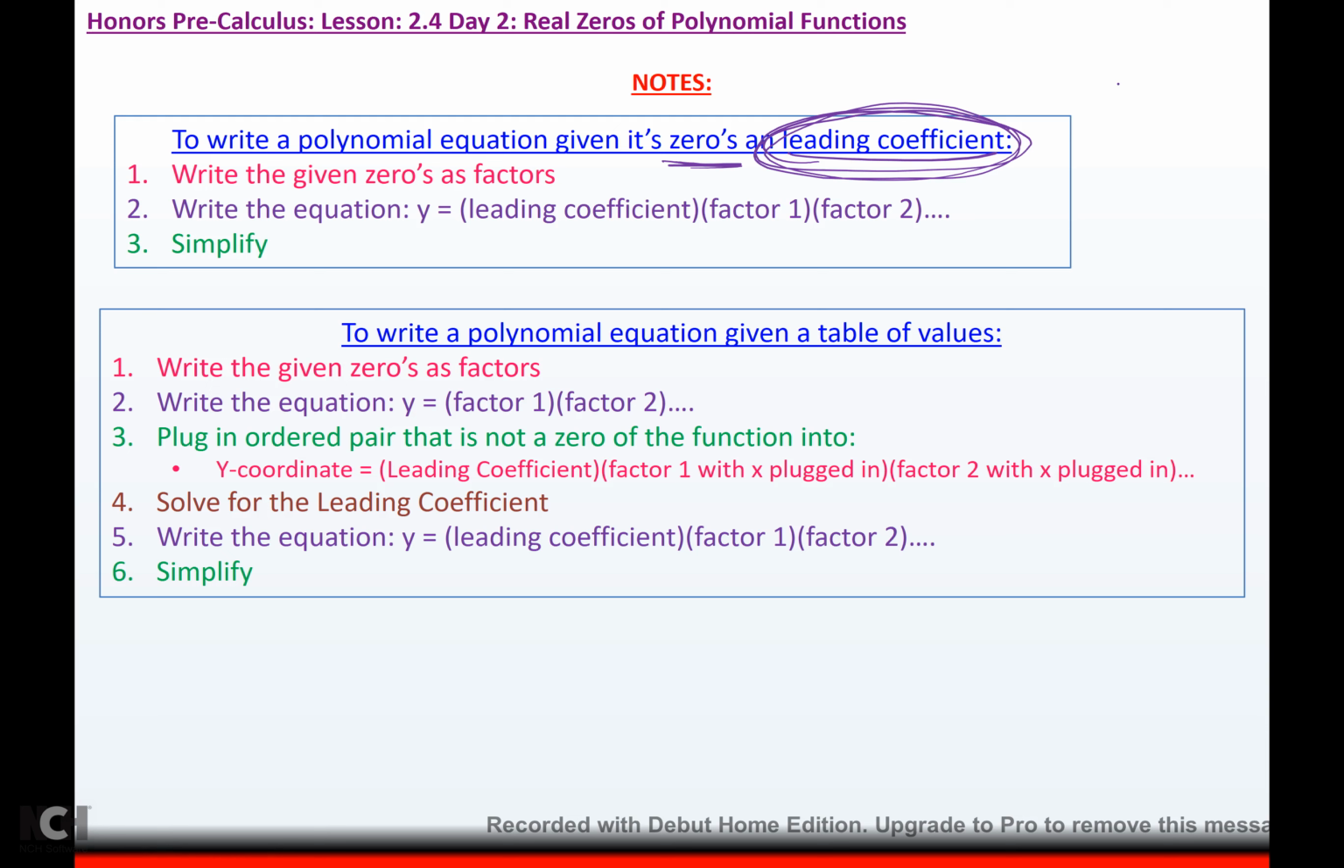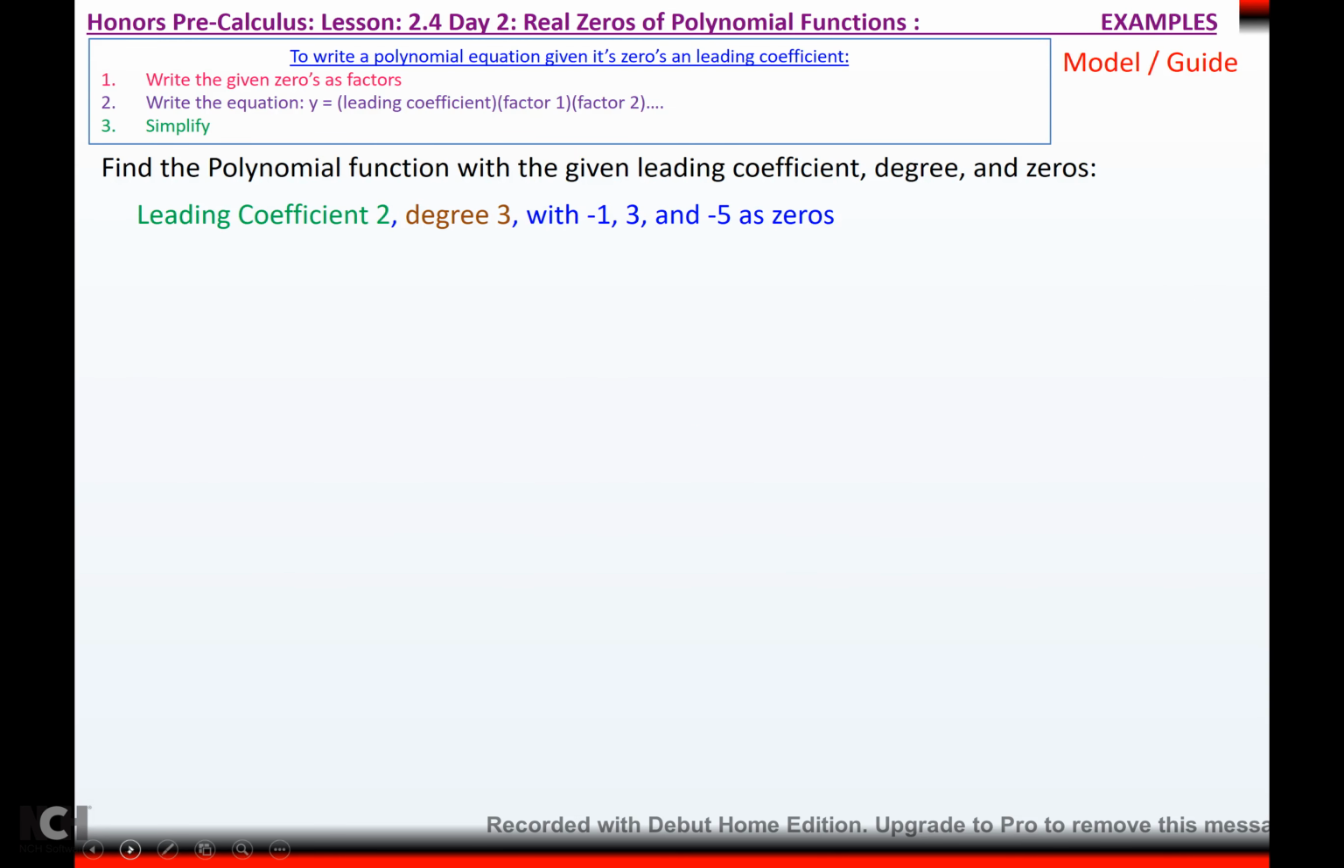Well, they're either going to give it to you or they're not. Okay, if they give it to you, you write the given zeros as factors, just like we did before. Then you write the equation. Your function will be the leading coefficient they give you times your factor 1 times your factor 2, and so on, simplify, and you got your equation. Let's look at those first, okay?